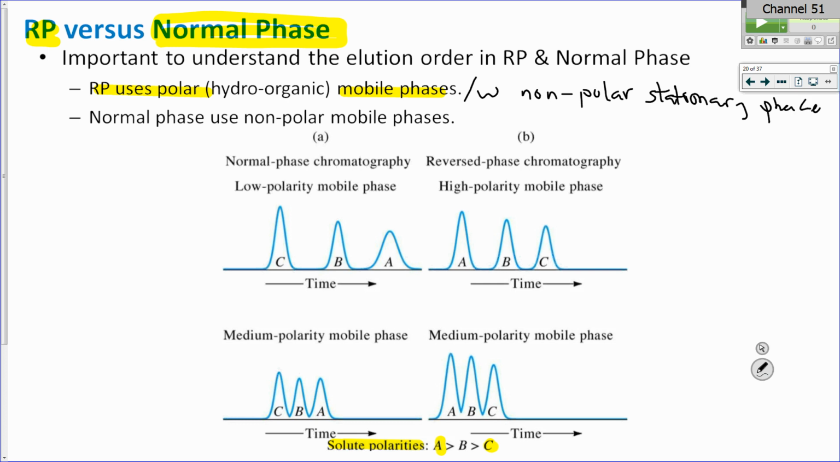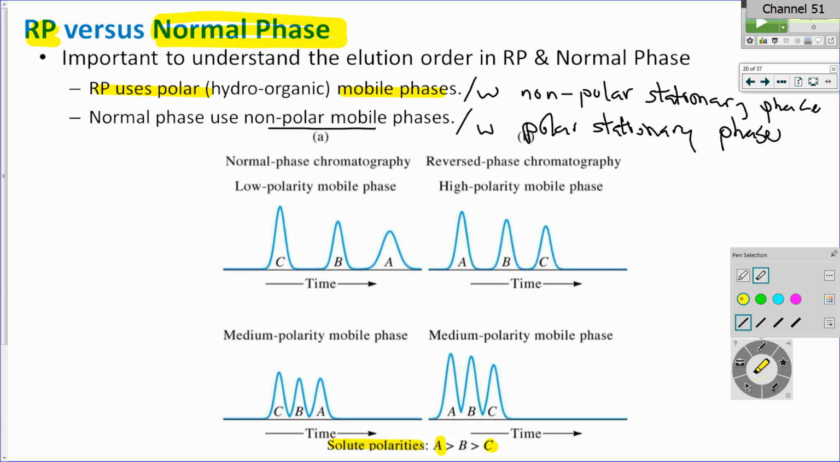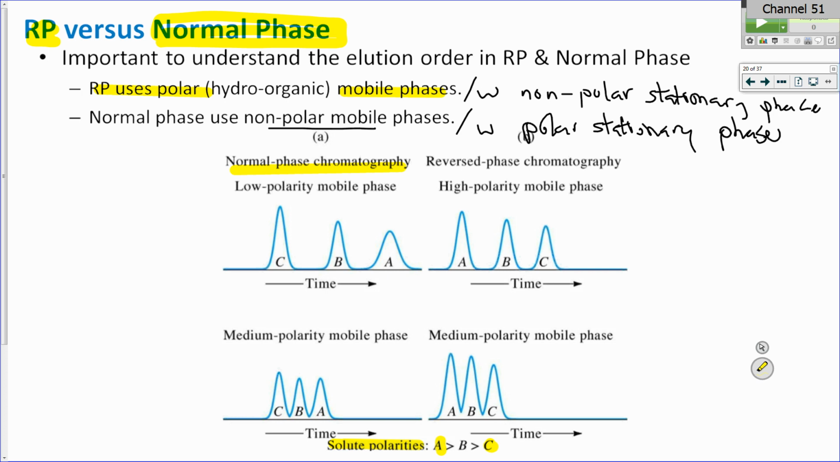What happens with normal phase is it uses a nonpolar mobile phase with a polar stationary phase. All right, so like attracts like. So what happens with normal phase chromatography is the compound that is the most nonpolar, C, elutes first. And the thing that is the most polar interacts with that polar stationary phase the most, so it elutes last.